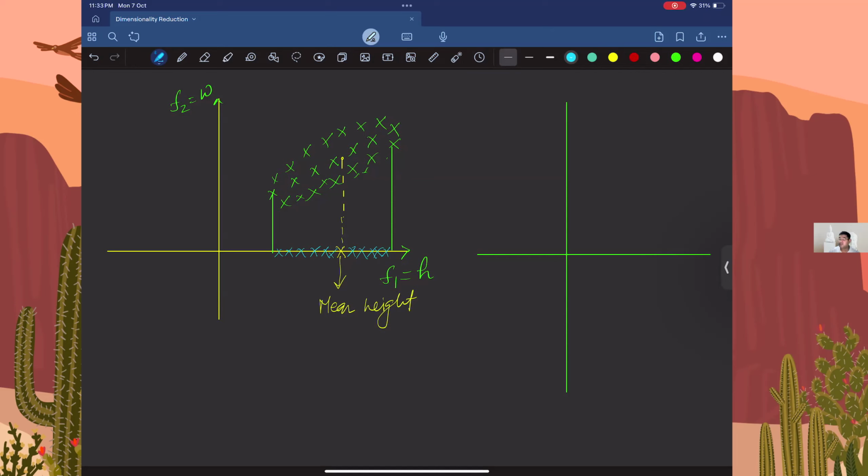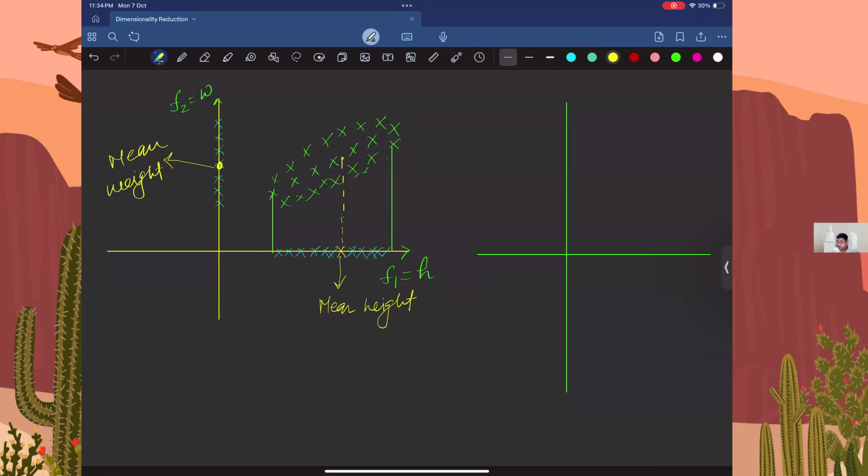Similarly, let's suppose I am projecting these points on the y-axis, that is the F2 axis. So I am getting these projected points here. Fine. And somewhere here I am getting the mean. Let's suppose this is my mean point. This is my mean weight. Mean weight. Is this thing clear to you or not?